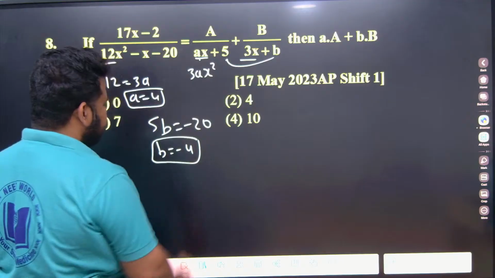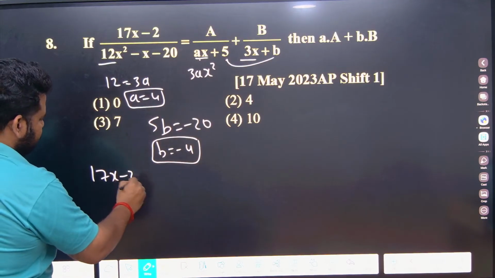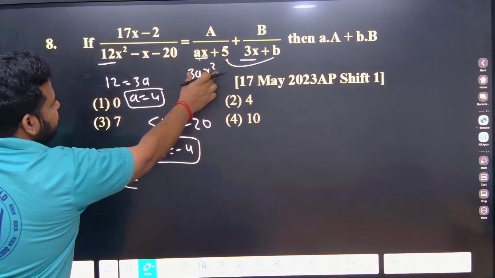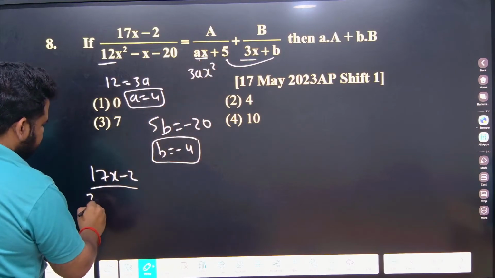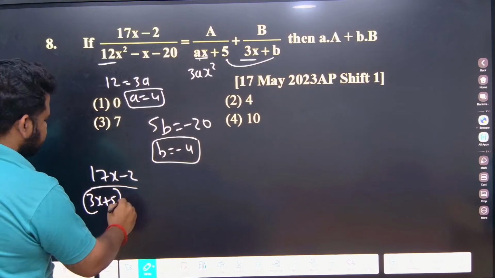b will be equal to what? Minus 4. So, this I can rewrite it as what? In simple form, 17x minus 2. In the factorized form if I write it, this is what? 3x plus 5 into 3x plus b. Okay.